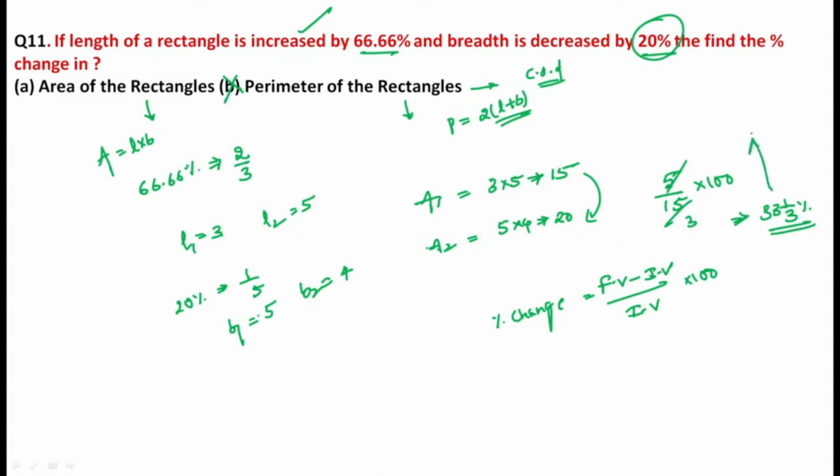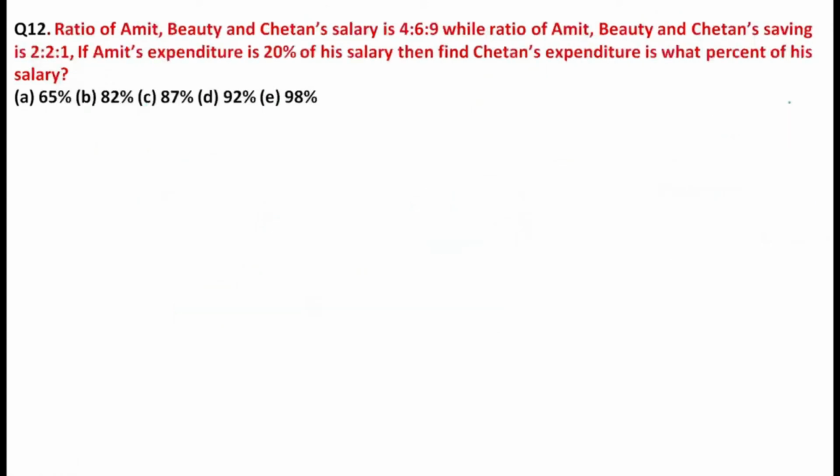Now the answer: it is increased by 33 1 by 3 percentage. If there are two different percentages, the parameter cannot be determined. We already solved these kinds of questions in the percentage concept. Just check it out. Still, do you have any doubts?